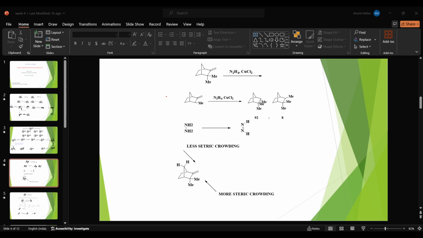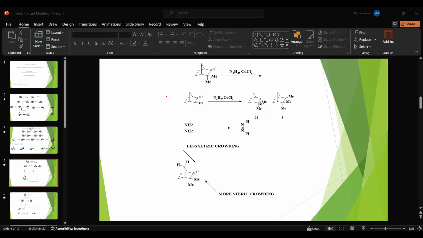In some cases, like in the chair cyclohexane system, suppose your reaction will be from the upper phase, or sorry, bottom or top phase, then you will get different kinds of diastereomers. It's not that you will get a particular enantiomer. The diastereomer you will get.